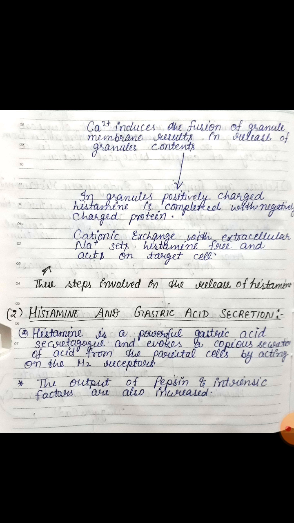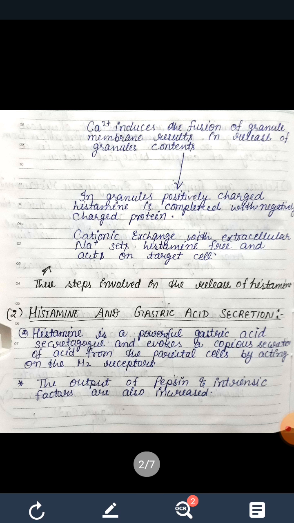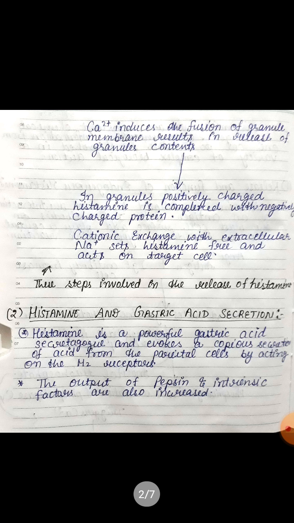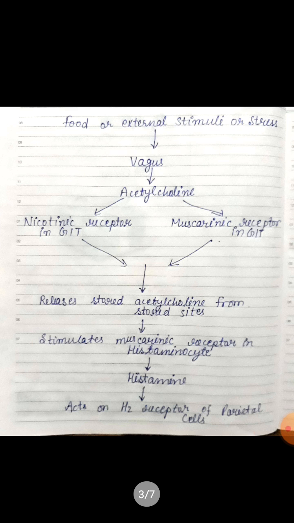Now next point, that is histamine and gastric acid secretion. Actually, histamine is a powerful gastric acid secretagogue and evokes a copious secretion of acid from the parietal cells by acting on the H2 receptor. The output of pepsin and intrinsic factor is also increased.